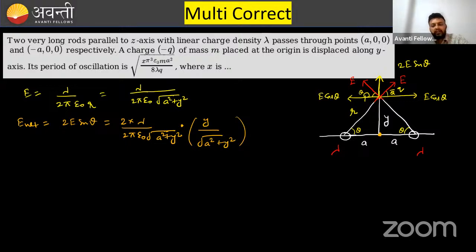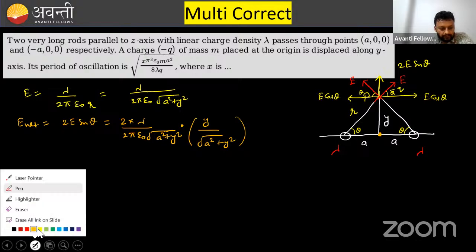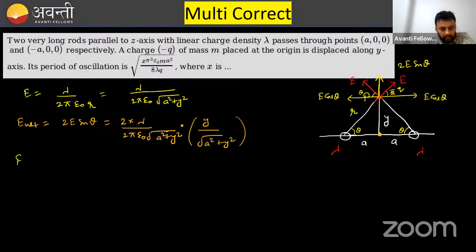Now, after knowing E net, the force will be F equals Q into E. If I multiply Q here, can I say 2 and 2 will be cancelled. It will be Q lambda y. F is equal to Q into E. Q lambda y by pi epsilon naught into a square plus y square.